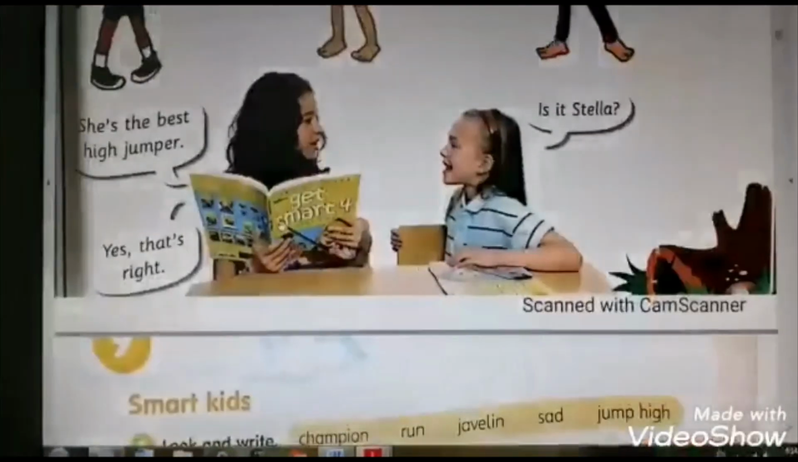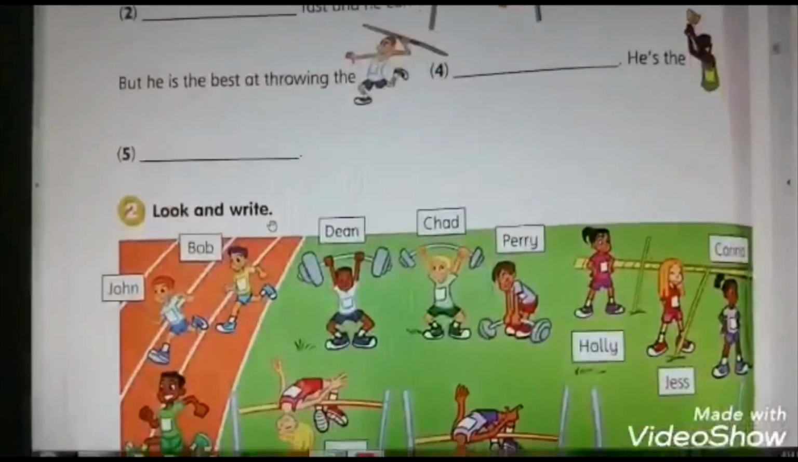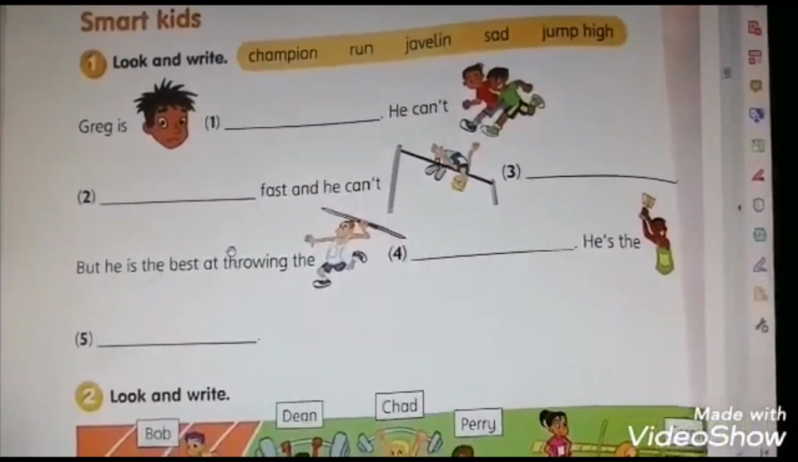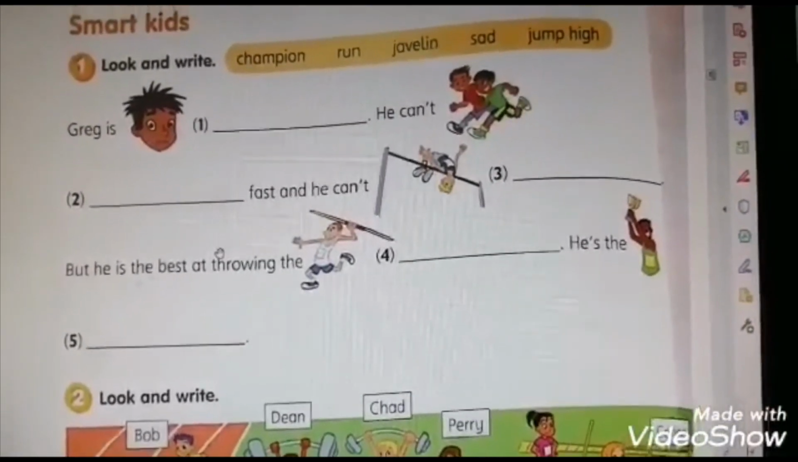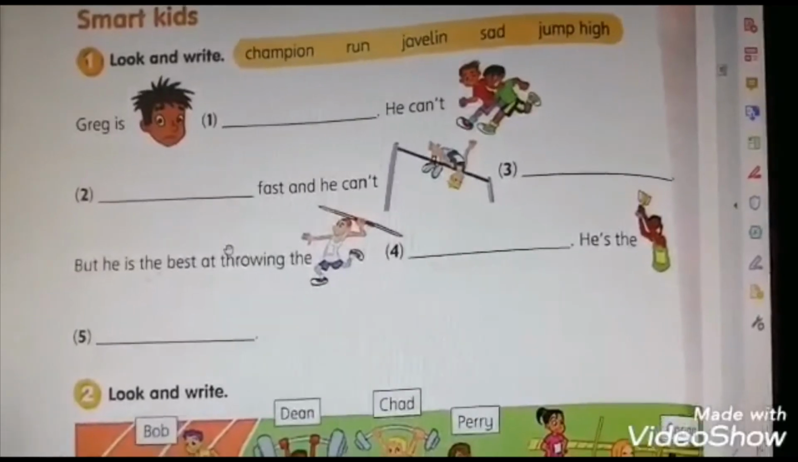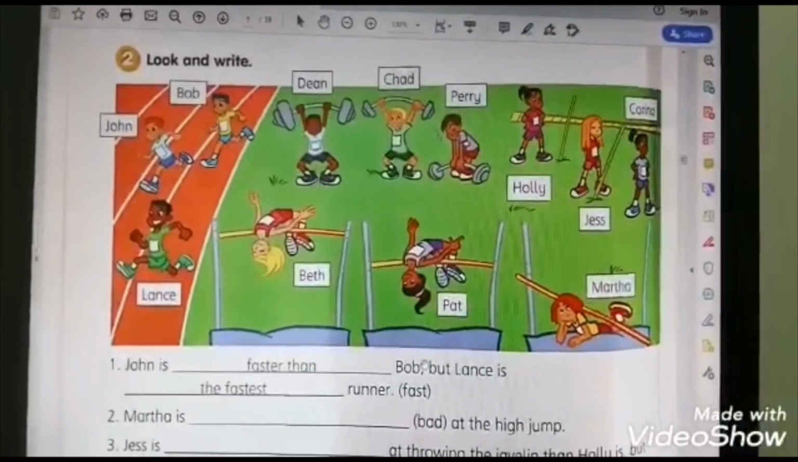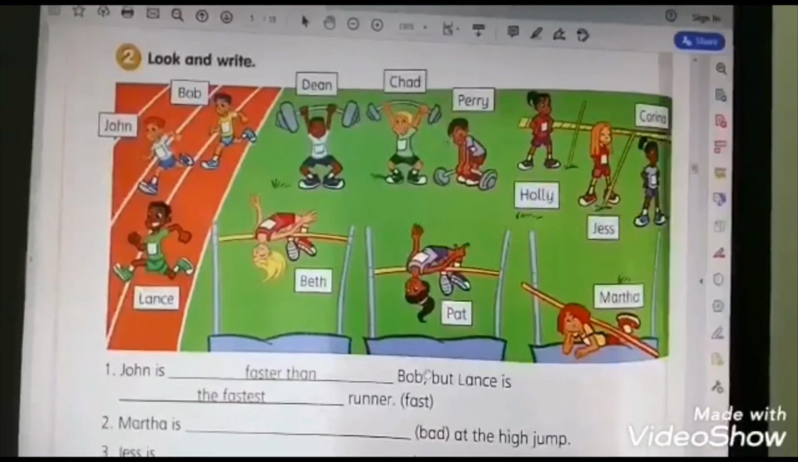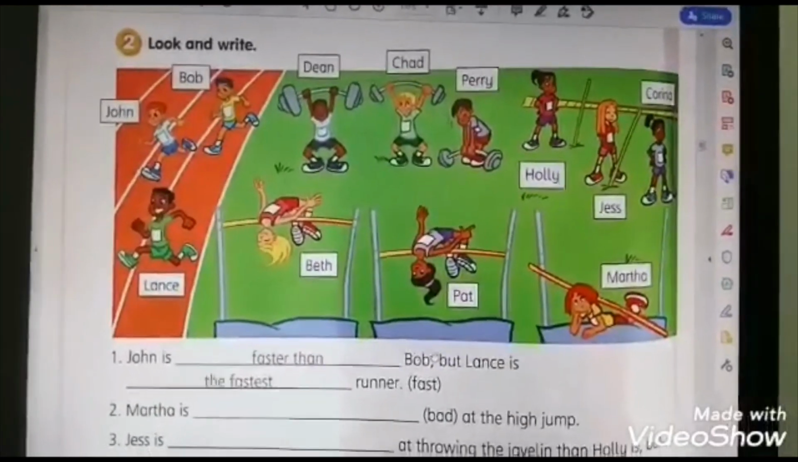Now open your workbook page number 78. Look at the activities. Look and write. So you have to read this again and fill in the blanks with the correct options. Now look at activity number 2. As you can see, this is a sports day and kids are having different activities. So number 1 is already done for you.